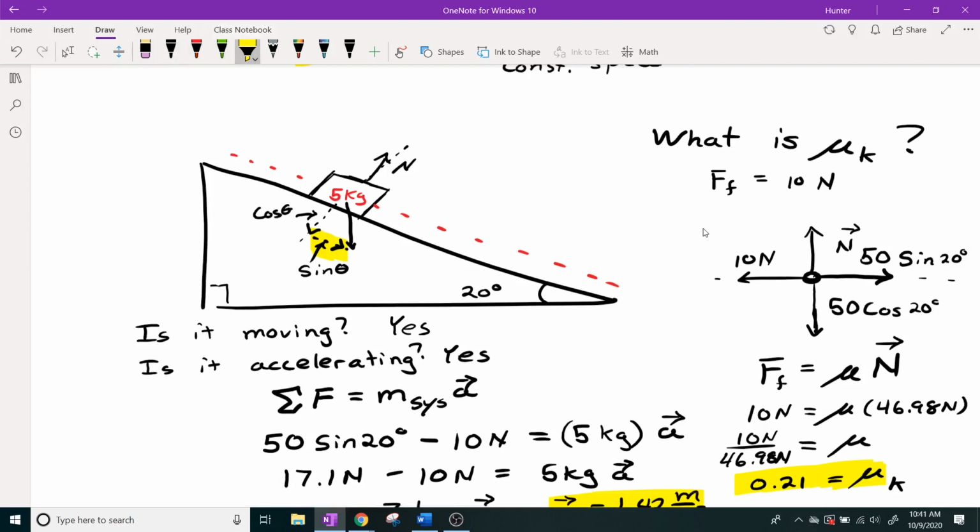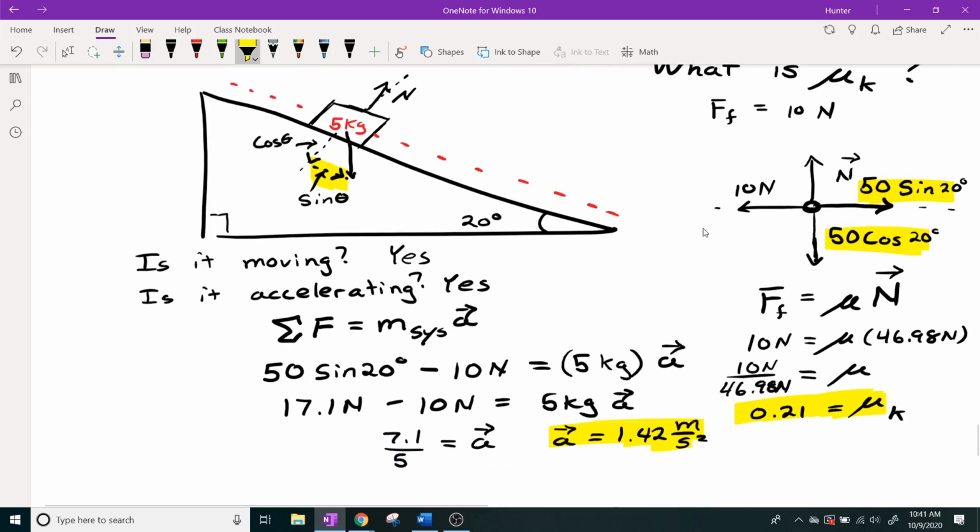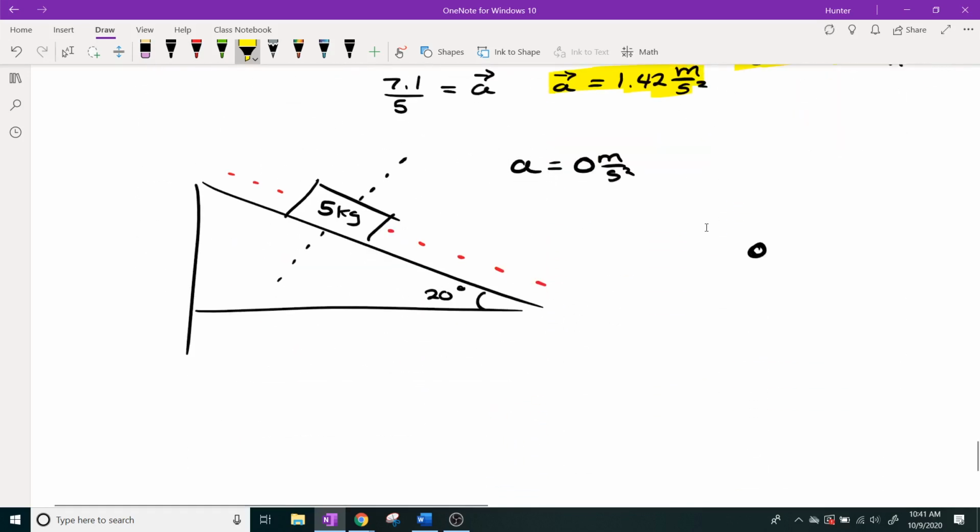But this 50 sine 20 and this 50 cosine 20, those are both gravity. Okay. 50 sine 20 and 50 cosine 20 both come from the gravity force. That's why we have 4 forces up, like it's 2 components and 2 forces, for a total of 3.